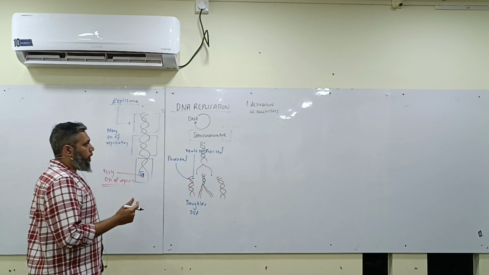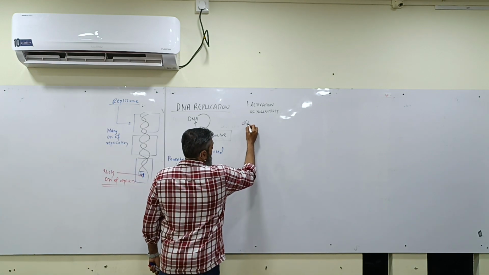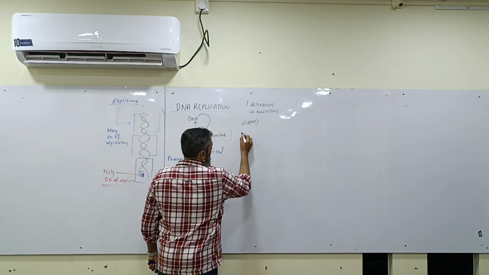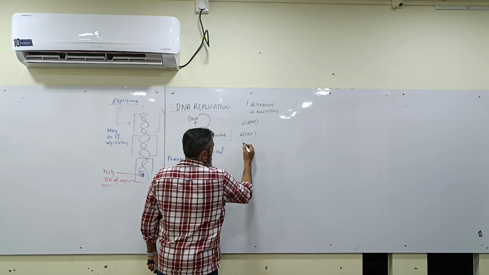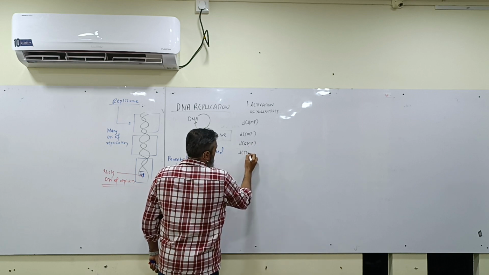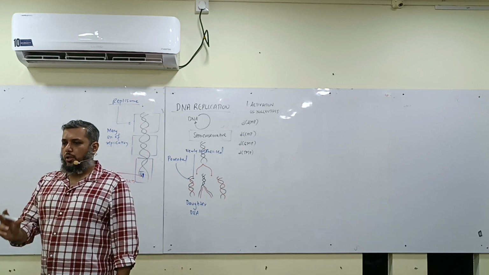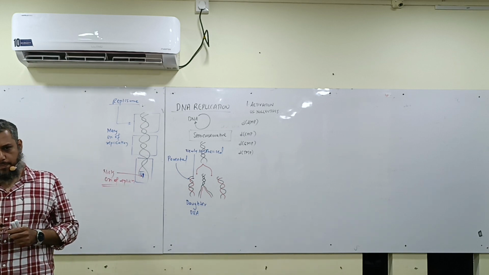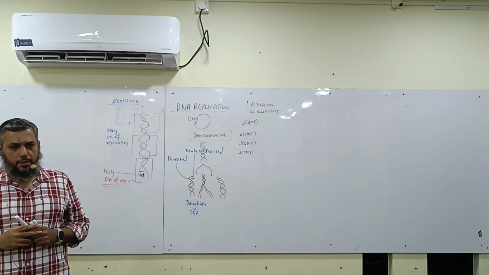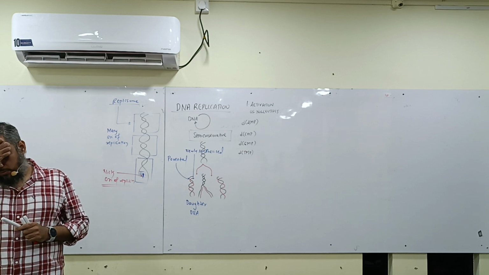Activation of nucleotides. So we have deoxyadenosine monophosphate, deoxycytosine monophosphate, deoxyguanine monophosphate, deoxythymine monophosphate. Who are all these? Nucleotides. Where are they present? In the nucleoplasm.